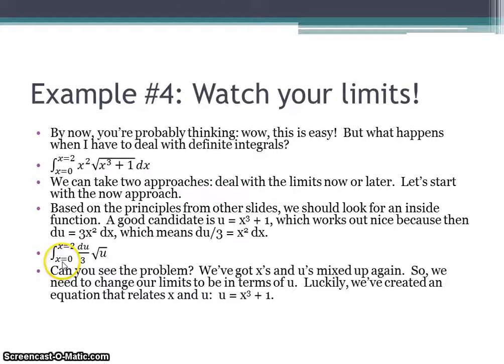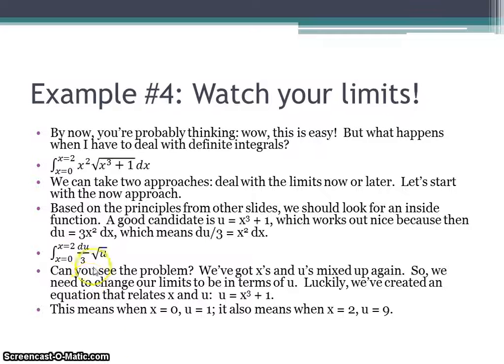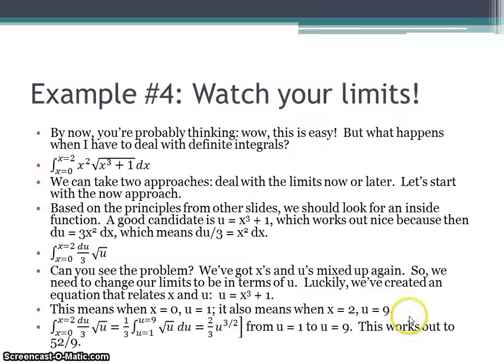Can you see it? x is equal to 0 is our lower limit, x is equal to 2 is our upper limit. We need everything in terms of u. Luckily, we've created an equation that relates x and u. It's that u is equal to x cubed plus 1. And we can use that to figure out what our limits are in terms of u. When x is equal to 0, u is equal to 0 cubed plus 1, which is 1. And when x is equal to 2, we plug 2 into our equation, and we get u is equal to 9. And now we can proceed like we would any other problem.